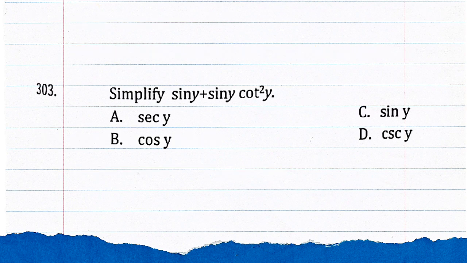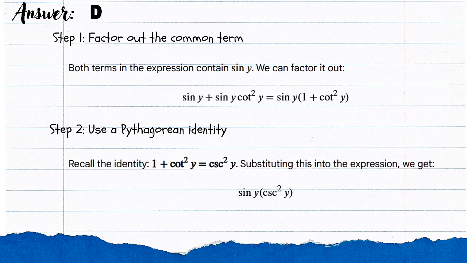Question number 303. Simplify sine y plus sine y cotangent squared y. And here are the choices. Letter A, secant y. Letter B, cosine y. Letter C, sine y. Letter D, cosecant y. And the answer is letter D. And here are the steps.